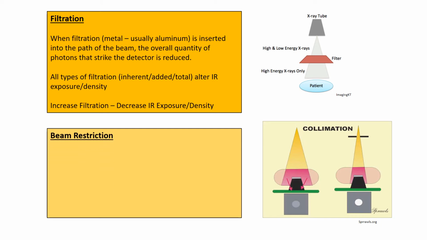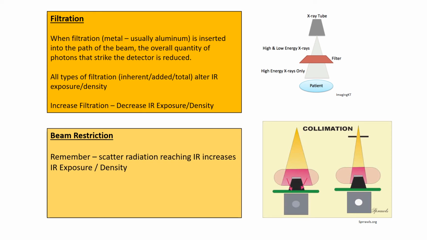Beam restriction. When we say we restrict the beam, that's just a fancy way of saying we're collimating the beam. And remember, if you increase the collimation, you're making your field size smaller. So if I said to you, go into a room and collimate more, what would that mean? It would mean that you would take your field size and you would make it smaller.